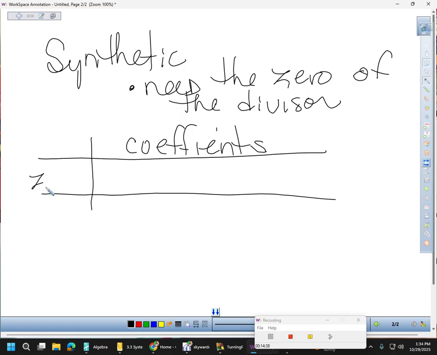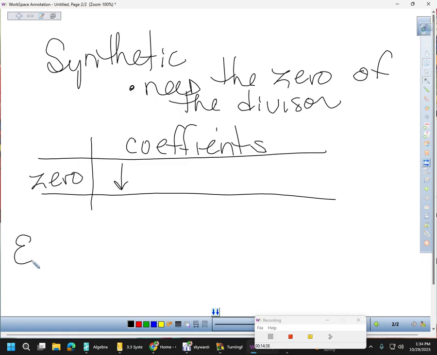The zero of what you're dividing by goes out here. And we always bring the first number down. Then we multiply and we add, and we multiply and we add, and we multiply and we add. Okay? So we're going to try a synthetic one.